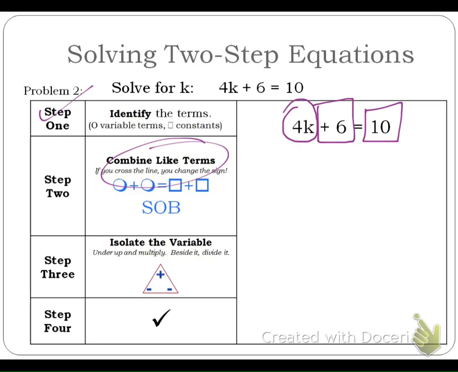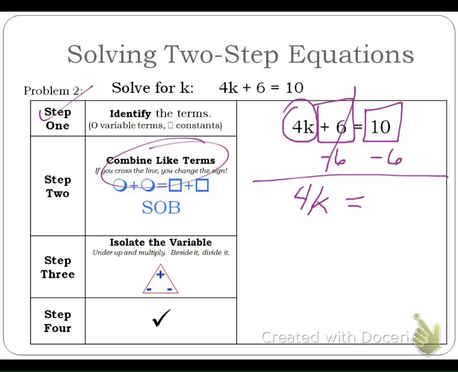I look on the side of the equation with the variable, and I see that they have the constant of positive 6. In order to combine it with the like term on the other side of the equation, I have to change the sign. Cross those lines, you change the sign. Change it to a negative 6. And then draw my big fat line and combine. The 4k comes down. There's nothing else I can combine it with. The positive 6 and the negative 6 is a 0 pair, so I cancel it out.